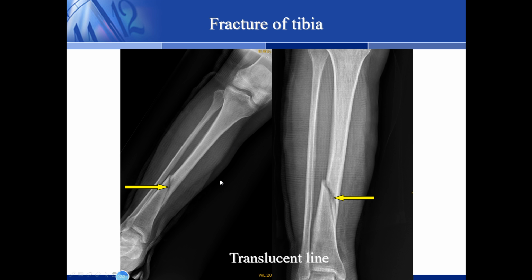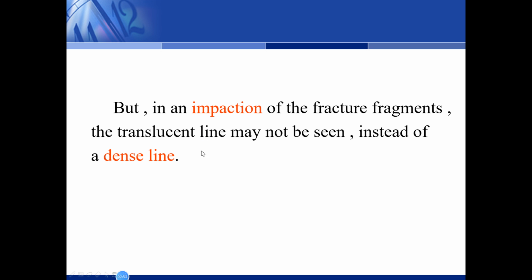Here is a film of fracture of the tibia, and in the distal part of the tibia, we could find a fine translucent line, and the cortex is discontinued. So we call it fracture of the tibia. But in an impaction of the fracture fragments, the translucent line may not be seen; instead, a dense line may be seen.